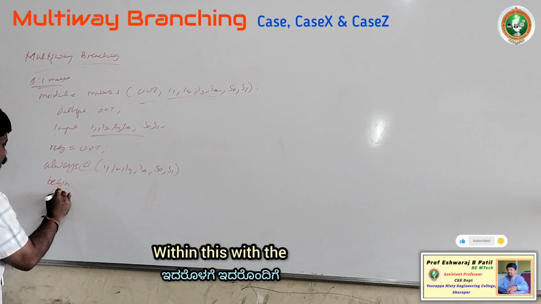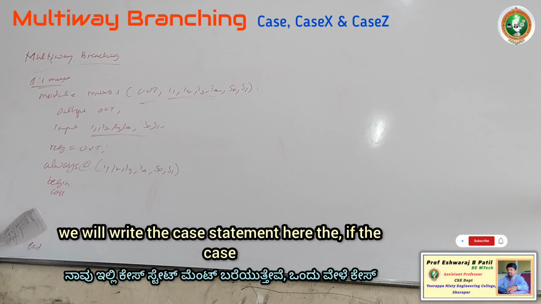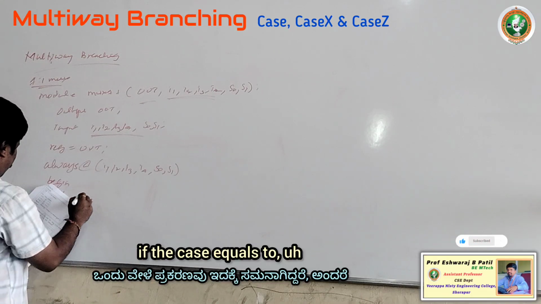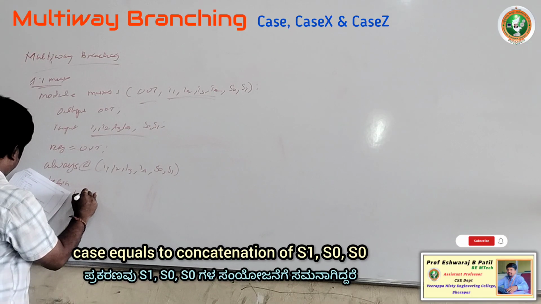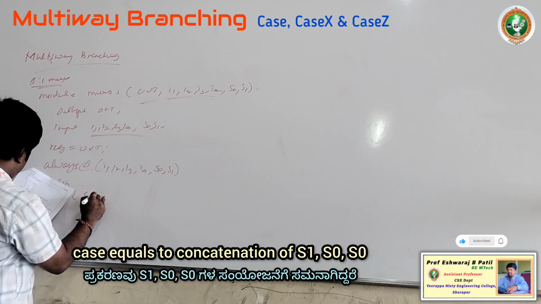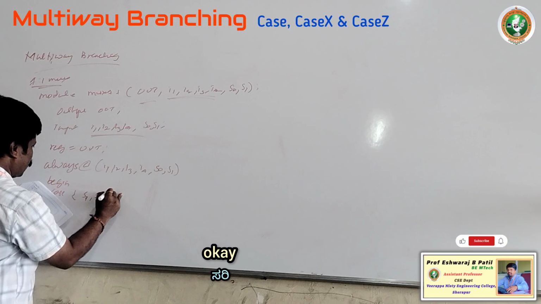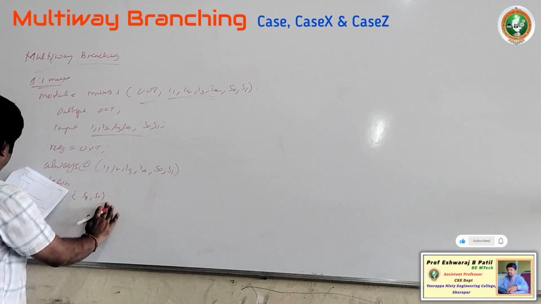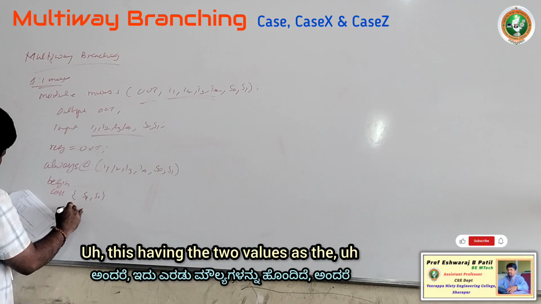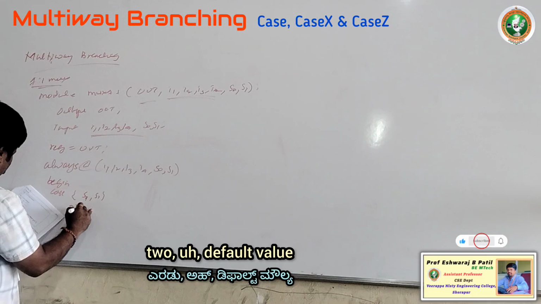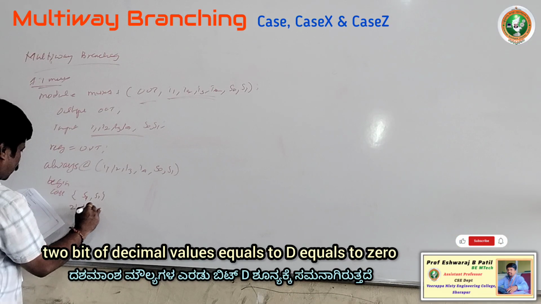Within this, we'll write the case statement. The case is the concatenation of S1, S0. Okay, this is what S0. Here we have the two default values, the 2-bit decimal values.